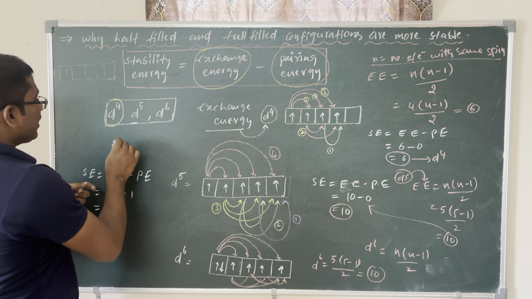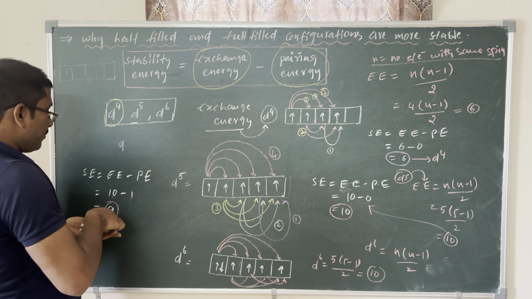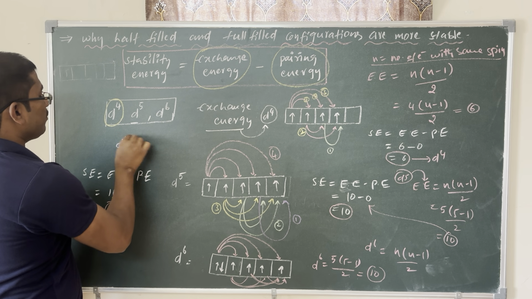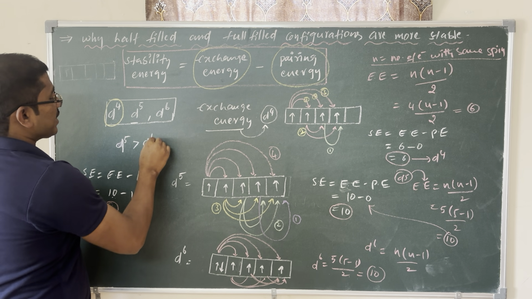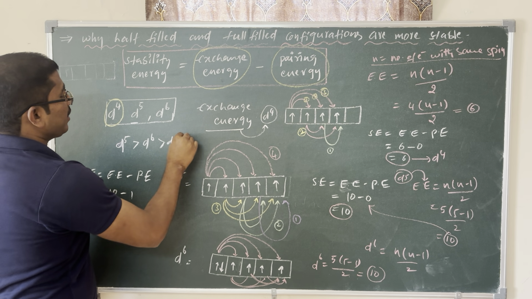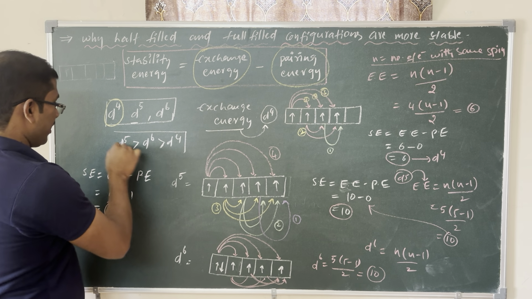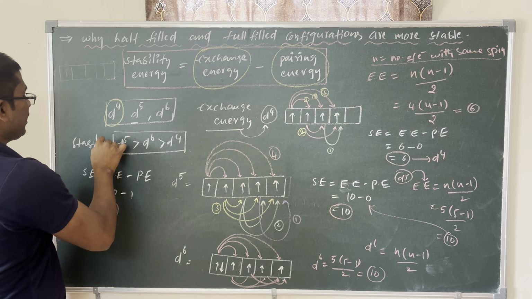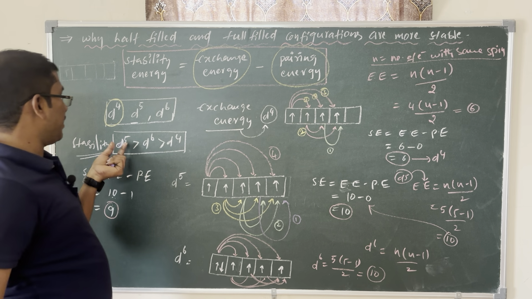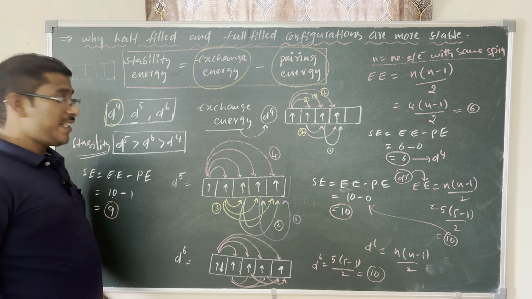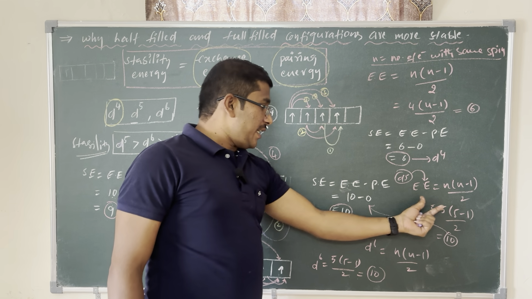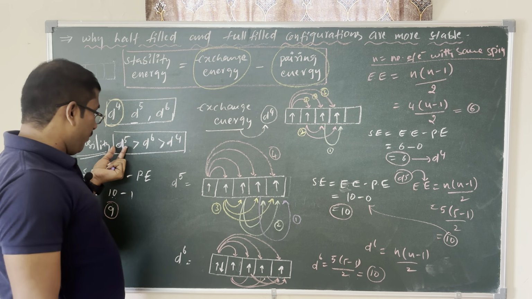Based on this, can you tell what is the stability order of D4, D5, D6? D5 is the most stable. D5 is more stable than D6, and D6 is more stable than D4 configuration. Very, very important stability order: D5, D6, D4. D5 is more stable. Why? Because its stability energy is more for D5 configuration.